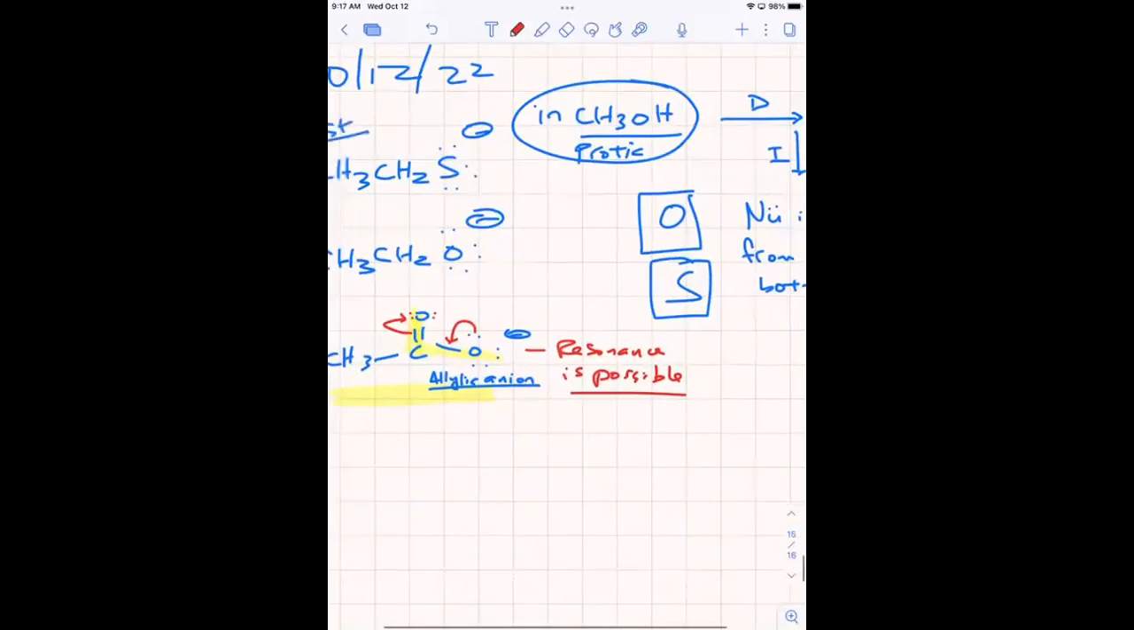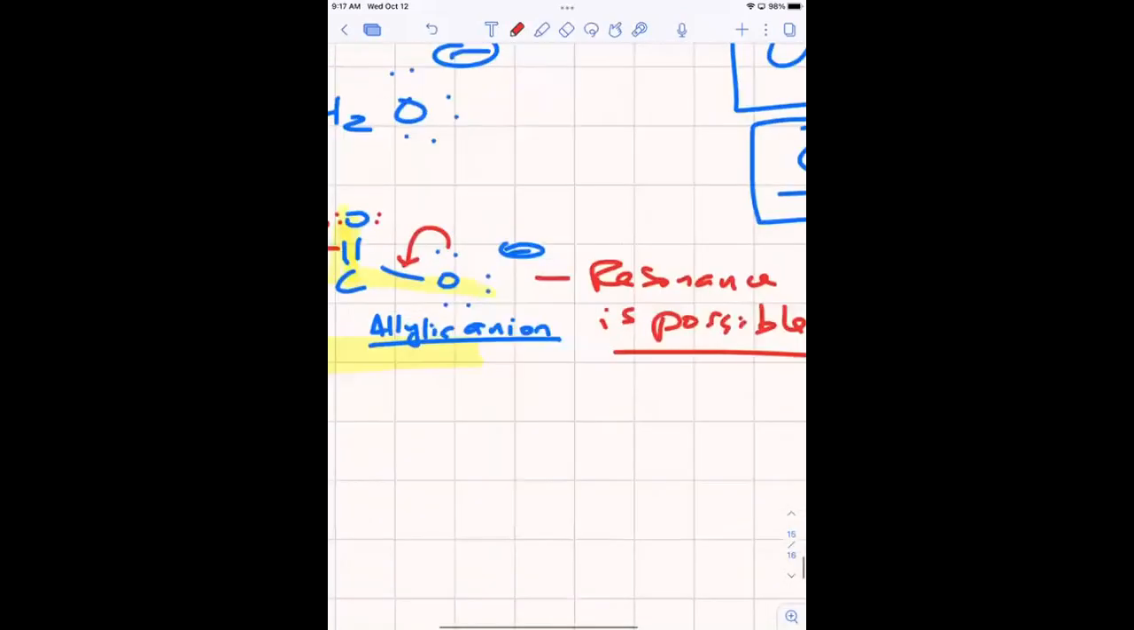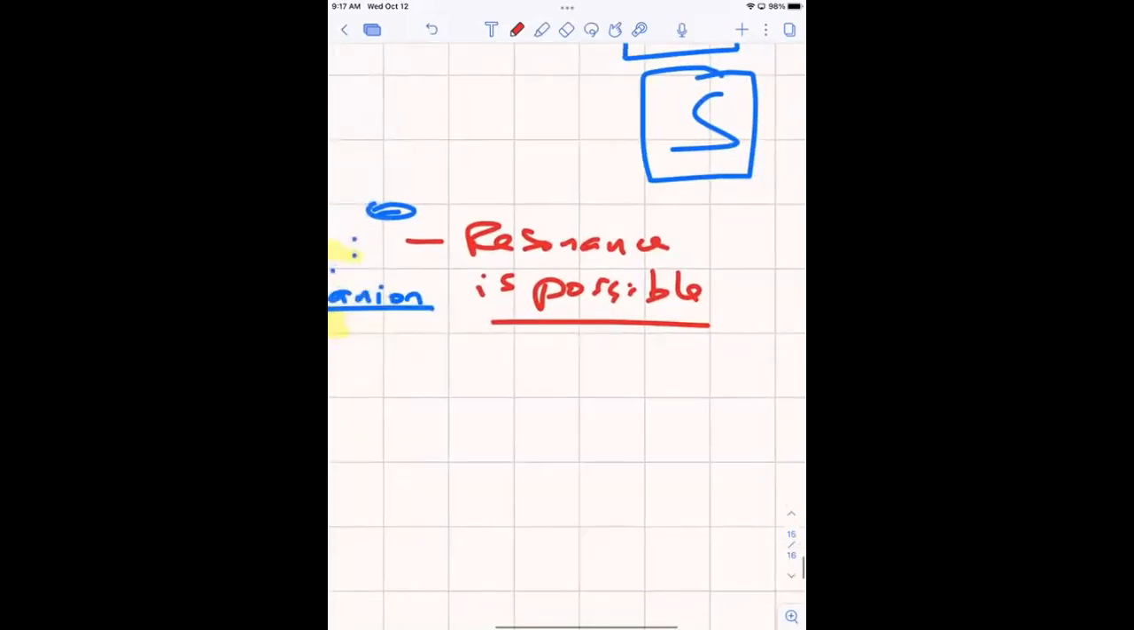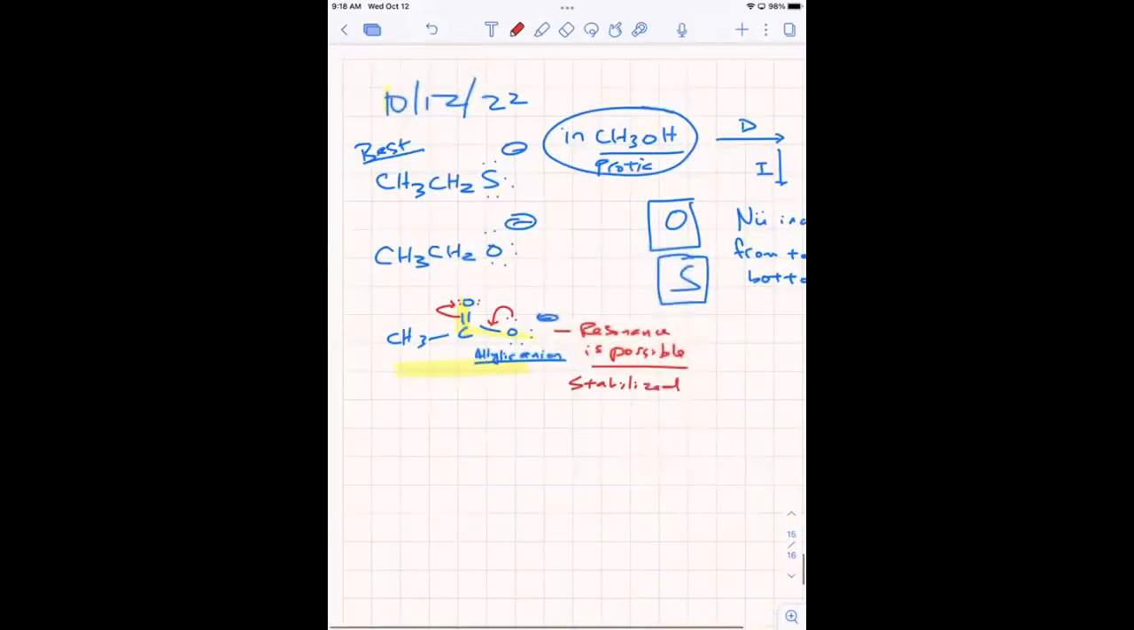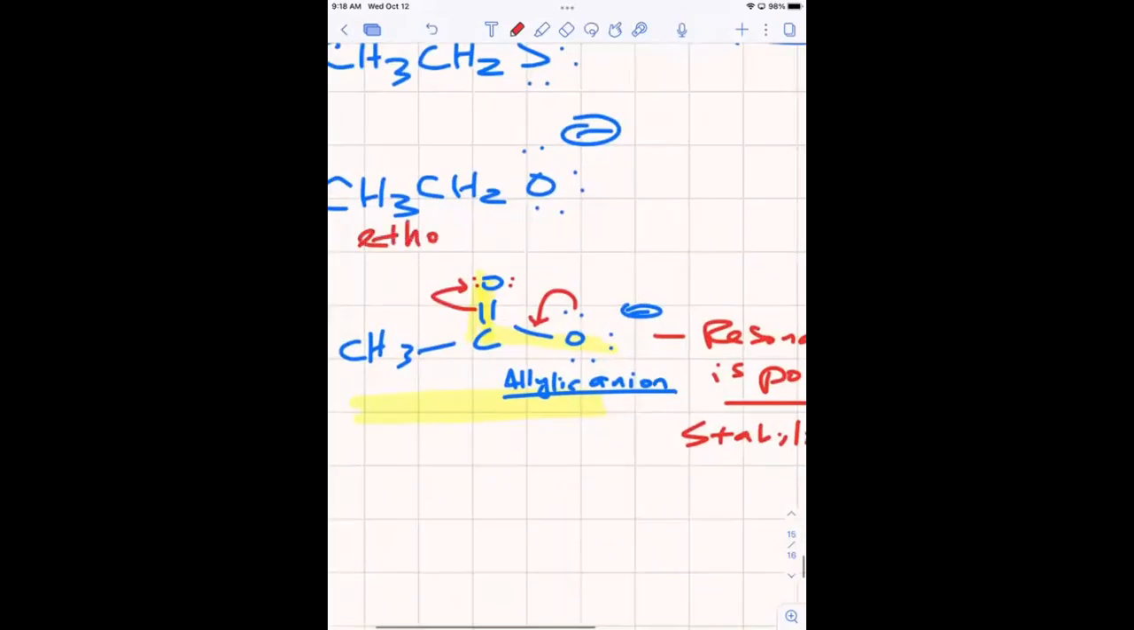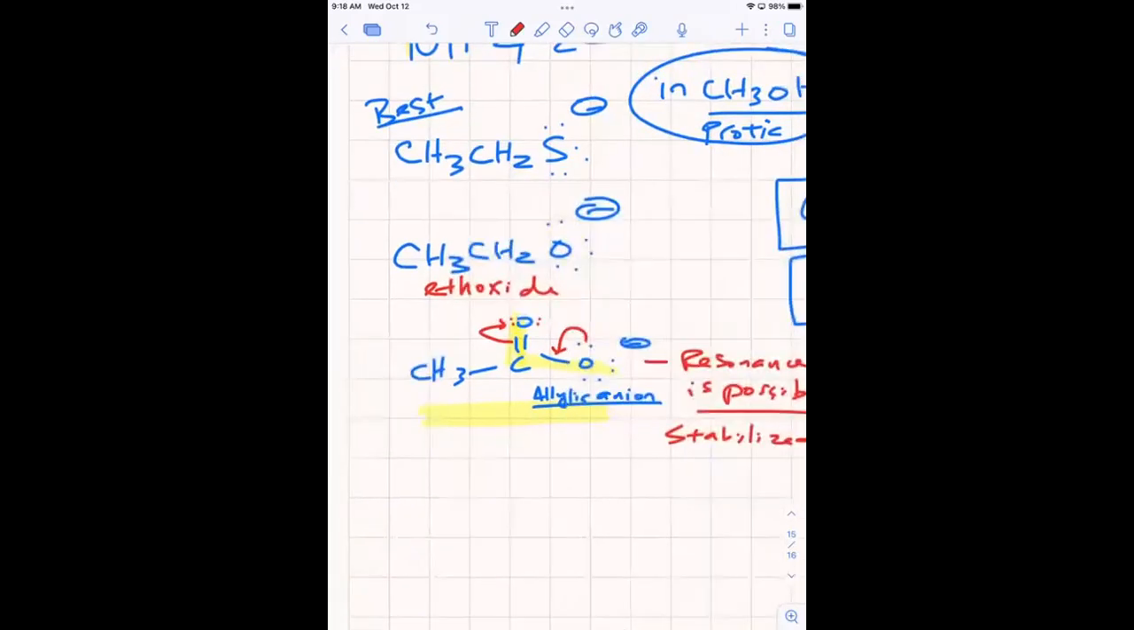Right. If I can do resonance on my nucleophile, that's going to stabilize it, right? So this nucleophile is stabilized as compared to the ethoxide anion, which is above it, where those electrons are just there and they're able to be donated. So of these two, which one do you think is going to be better? One that has its electrons tied up in resonance and less able to donate, or one that's able to donate immediately? What do you think? The one that's able to donate immediately.